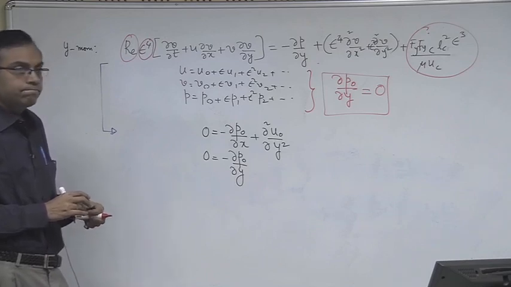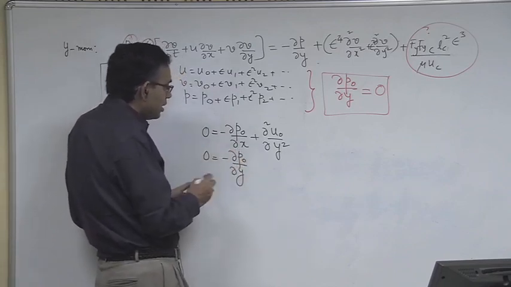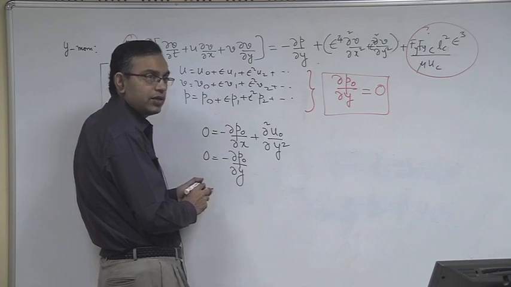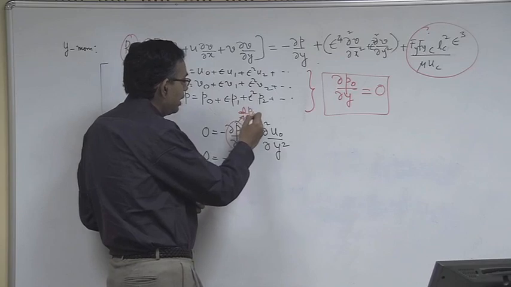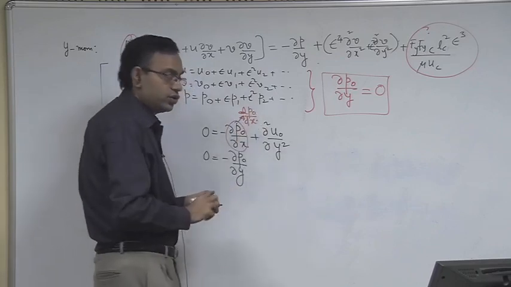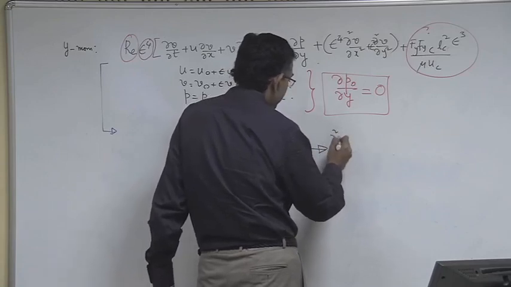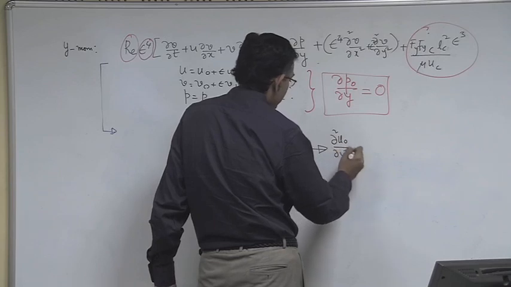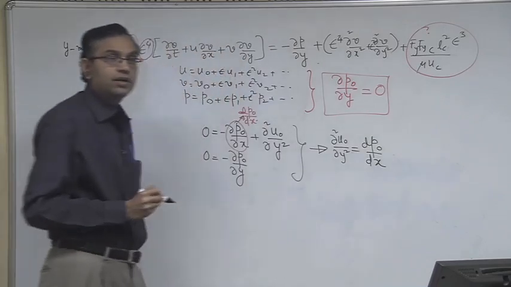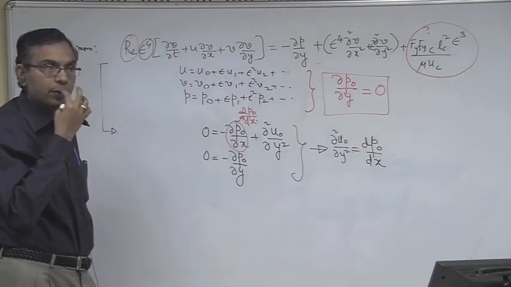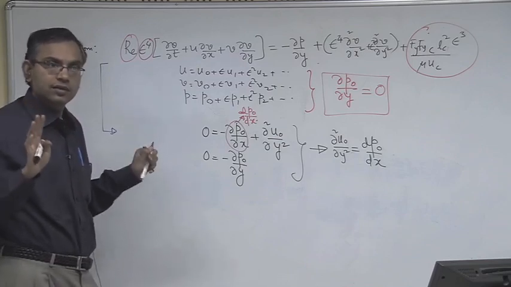That means that because this del p0 del y is equal to 0, that means p0 is not a function of y. So, this you could as well write as dp0 dx. So, your governing equation actually boils down to this one. In absence of body forces, remember this.